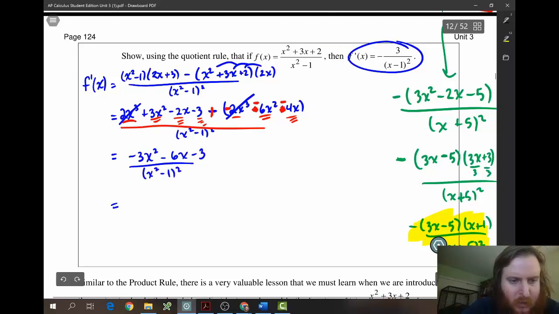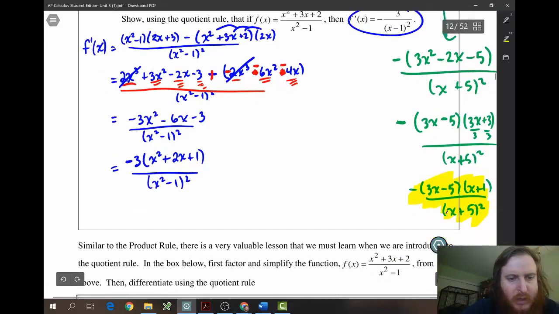Then we're going to factor out a negative sign with the 3. Always factor out a negative sign if your biggest term has one. That becomes x squared plus 2x plus 1 divided by x squared minus 1 squared. And this is where it gets funky.